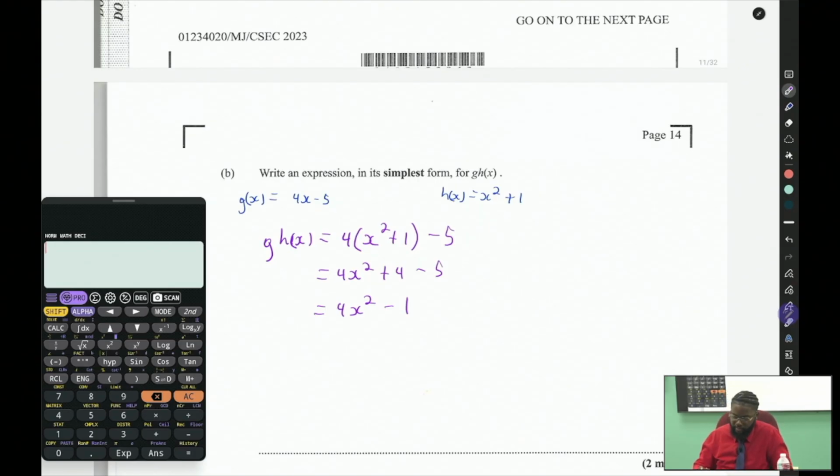However, if you remember your rules in math, what we have written here is a difference of 2 squares. So we could also rewrite this as 2x minus 1 and 2x plus 1. All right, which will then give us back our 4x squared and our negative 1.